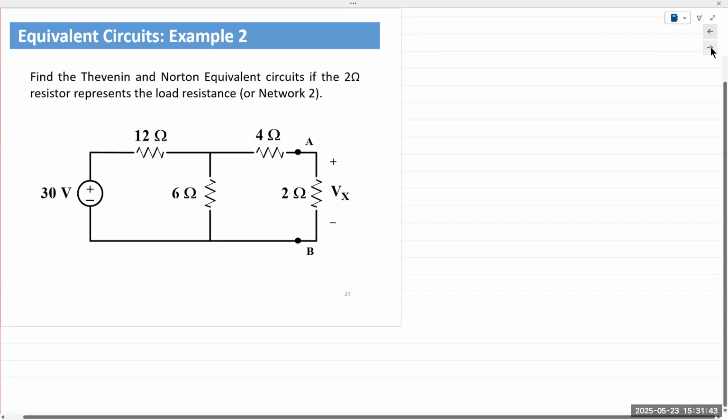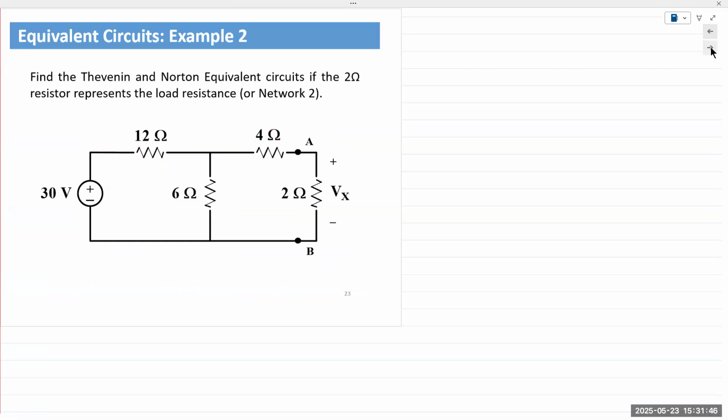All right. As far as circuits go, rather straightforward, not too difficult. Find the Thevenin and Norton equivalent circuits if the 2 ohm resistor represents the load resistance or network 2. In other words, as seen by the 2 ohm resistance. Okay. Determine the Thevenin Norton equivalent circuits from the perspective of the 2 ohm resistance. So that should not be part of our analysis.